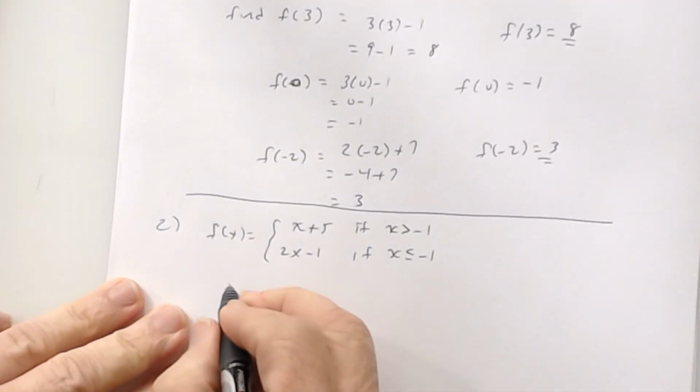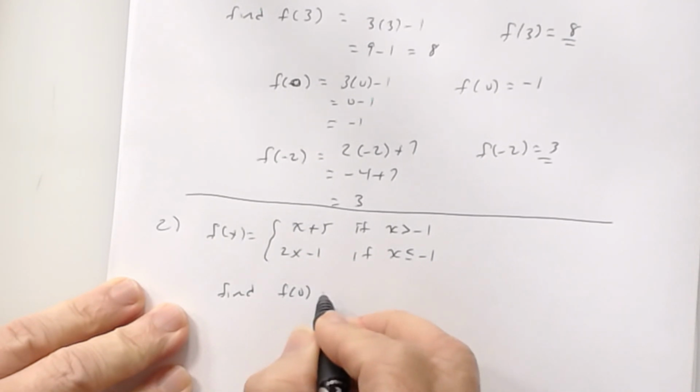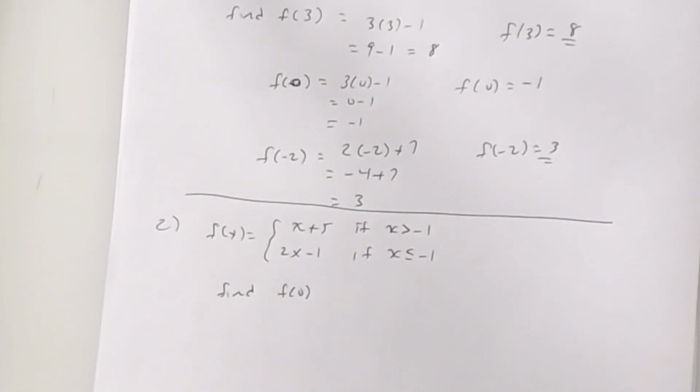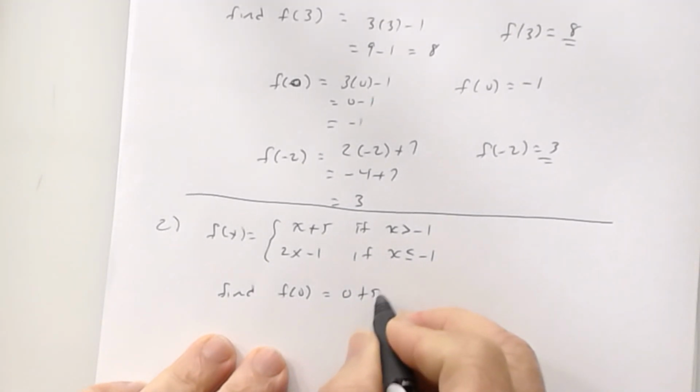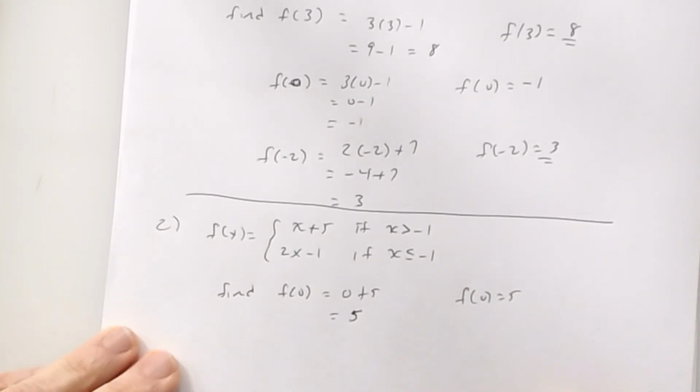All right, let's find f of 0. Which part of the function do I use if I want to find f of 0? The bottom or the top one? The top one, right? Because 0 is greater than negative 1. Is 0 less than or equal to negative 1? No, remember, all negative numbers are less than 0, correct? So you have to use the top one. So we get 0 plus 5, which is 5. So f of 0 equals 5.